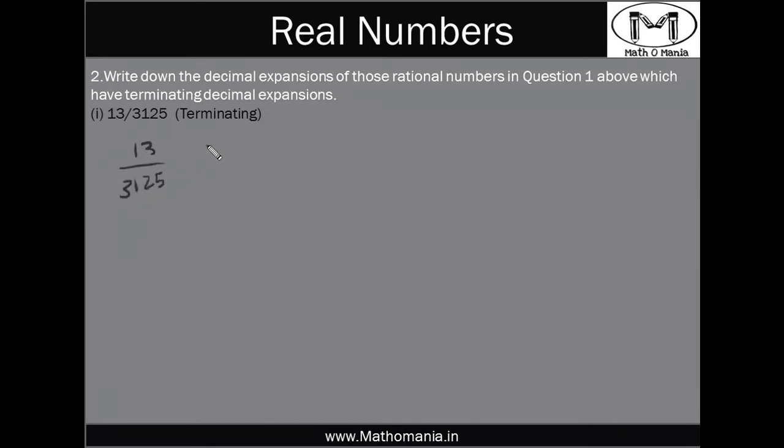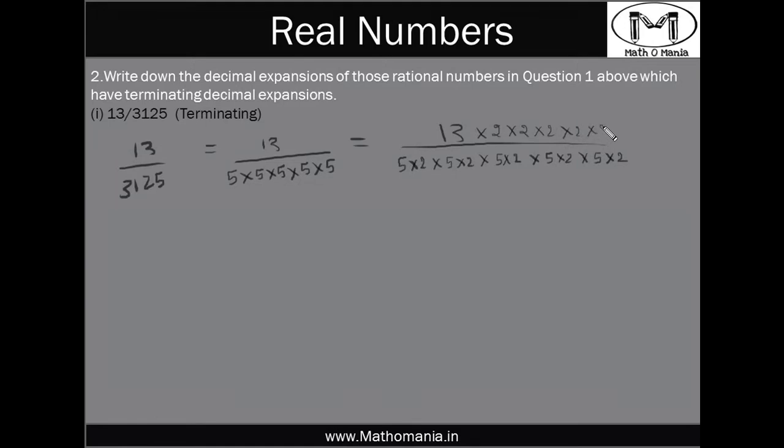Now this 3125 can be written as 5 into 5 into 5 into 5 into 5. This is 5 raised to power 5. Now to simplify this question, let us make a pair of 10 in the denominator. So for that we need to multiply each 5 by 2. So 5 into 2, again 5 into 2, and again 5 into 2. So basically we have divided this expression by 5 2's. So we need to multiply it by 5 2's as well, right? So this is our expansion.